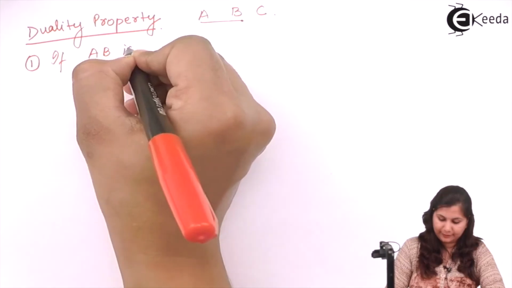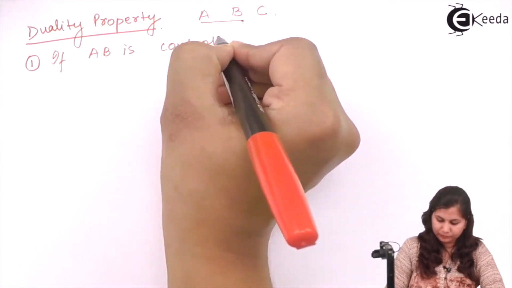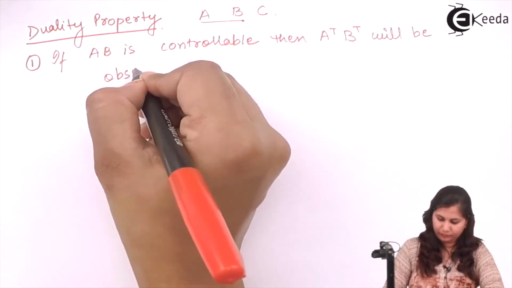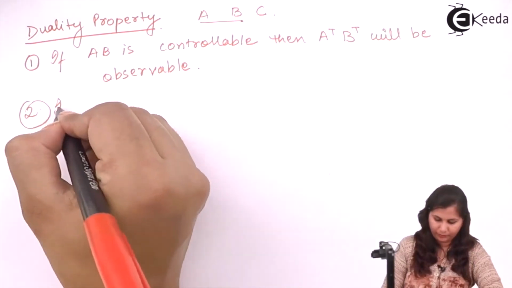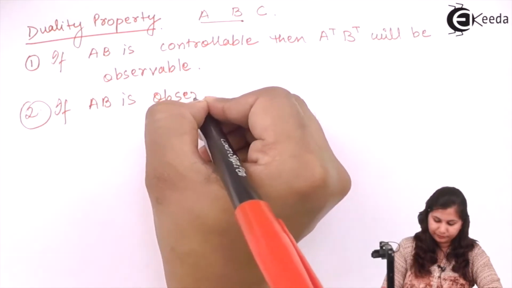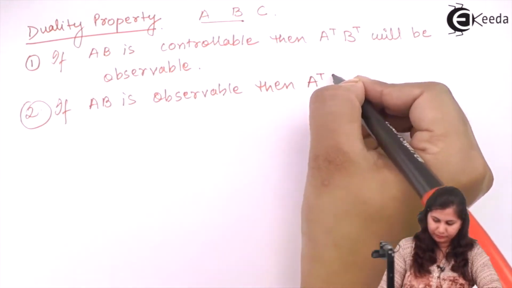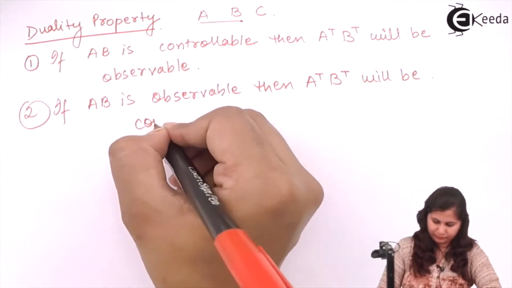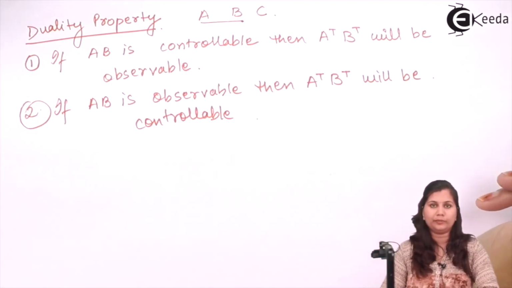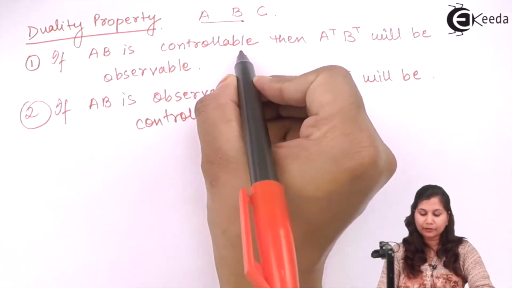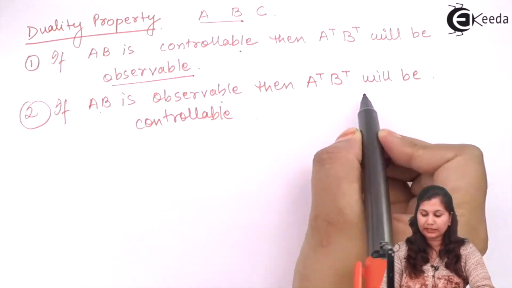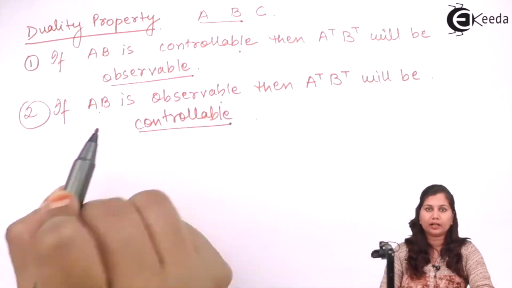And the second property is that if AB is observable, then A transpose B transpose will be controllable. That is the reverse of it. If AB is controllable, A transpose B transpose will be observable. If AB is observable, then A transpose B transpose will be controllable.